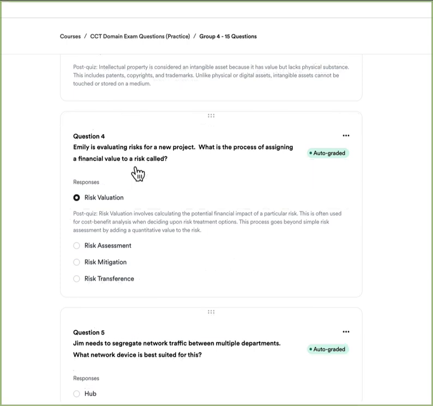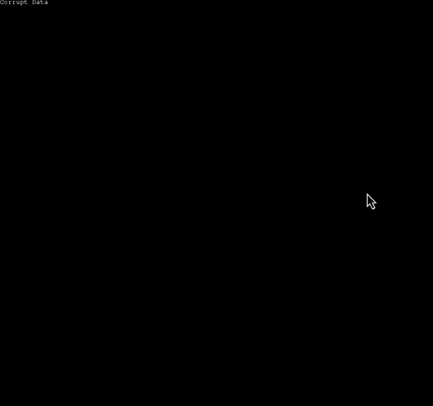Question 4. Emily is evaluating risks for a new project. What is the process of assigning a financial value to a risk called? Again, Emily's evaluating risks for a new project. What is the process of assigning a financial value to the risk called? A, risk valuation. B, risk assessment. C, risk mitigation. Or D, risk transference.